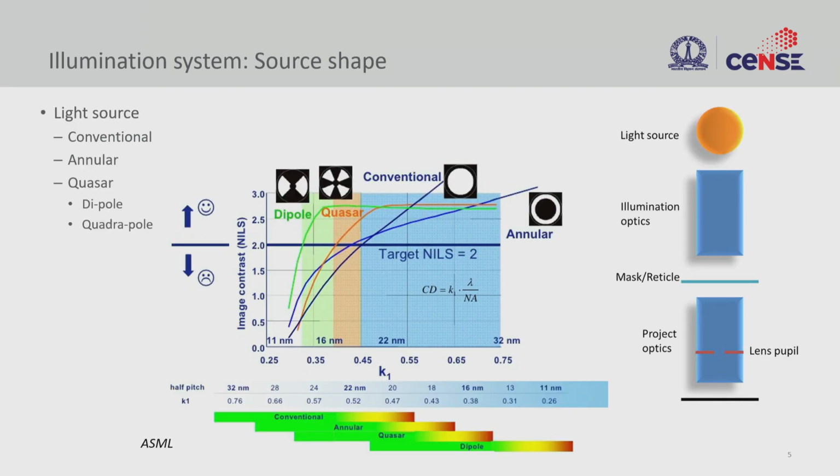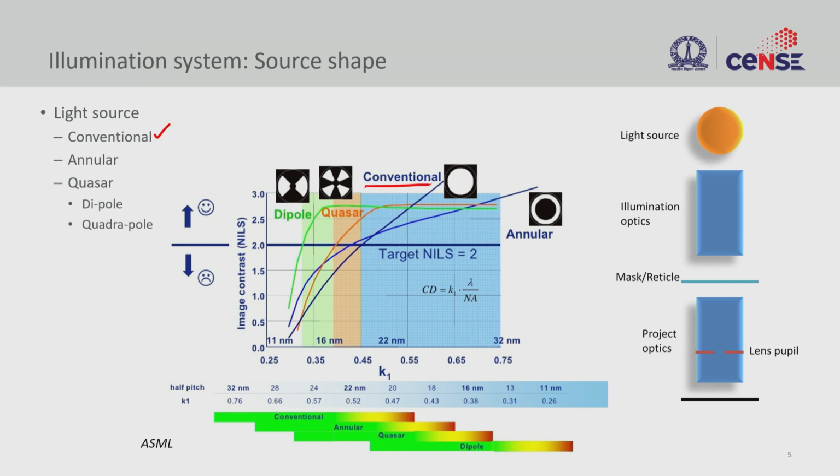So the next thing is about the source itself, right? The illumination system, not just your wavelength, but also the light source, the shape of the source in particular. So we have a couple of options here. What we call conventional is a circular light source.